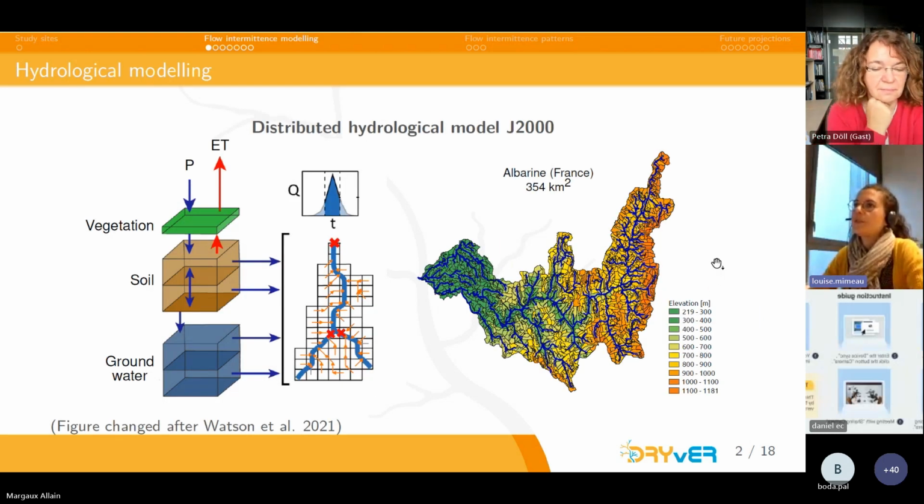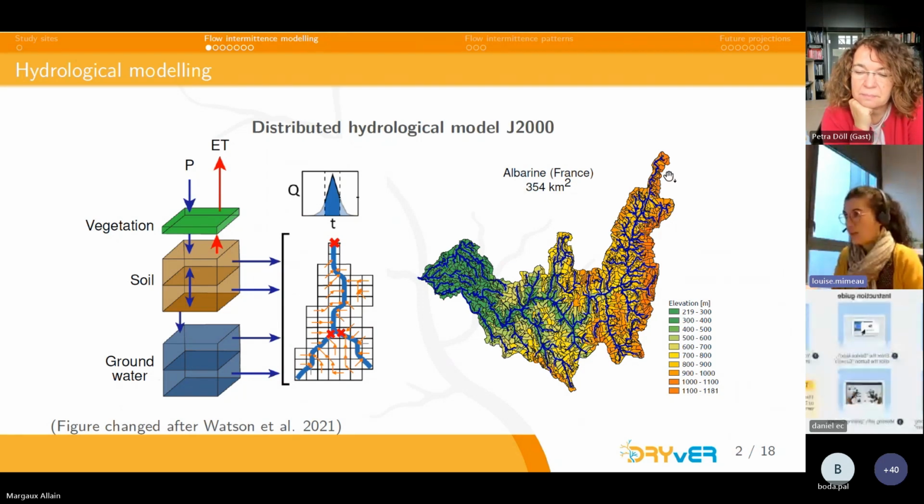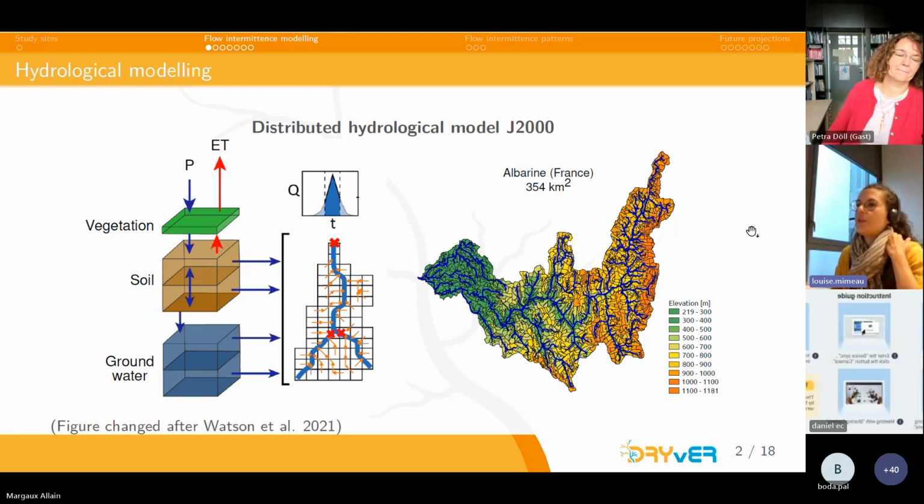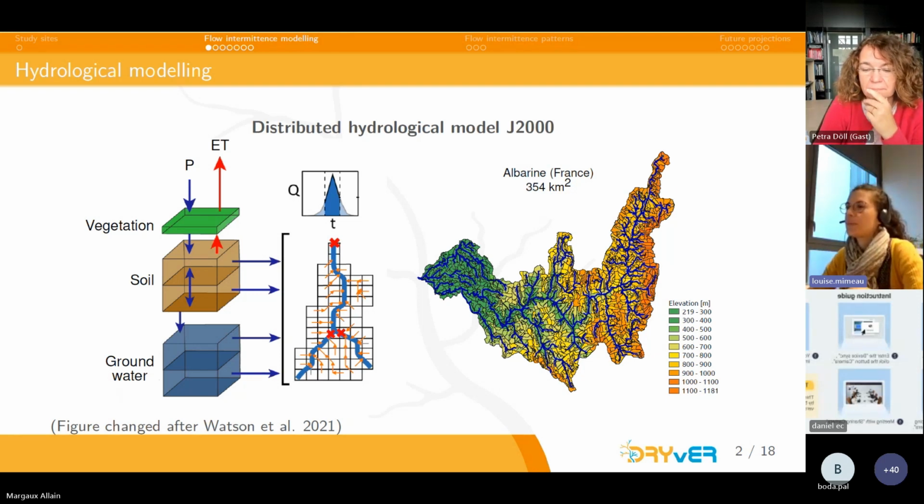So to do the flow intermittence modeling, we started using a distributed hydrological model called J2000, a spatially distributed model with a process-based representation of hydrological processes. You can see on the example of the Albarine catchment on the map on the right, we discretize the catchment into hydrological response units, which are the small areas in colors. The model computes the hydrological fluxes vertically from the atmosphere with the vegetation, soil, and groundwater, and then does the lateral routing of water flows from one HRU to its neighbor HRU until the water reaches a stream, and then the model does the routing of the water flow through the river network.